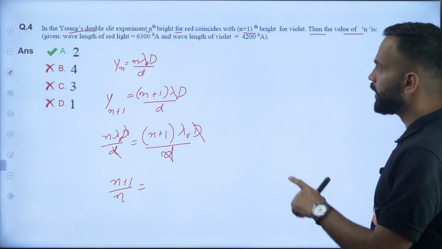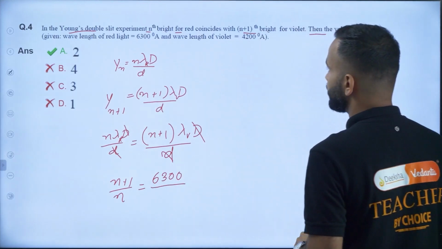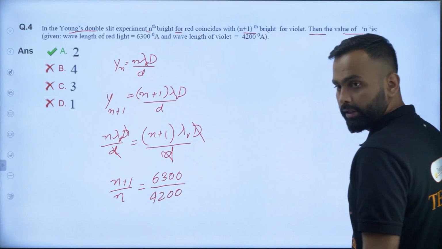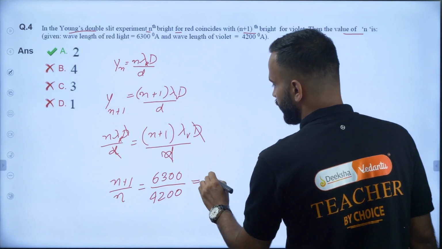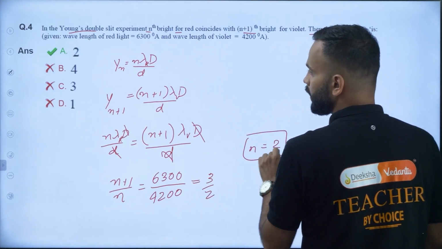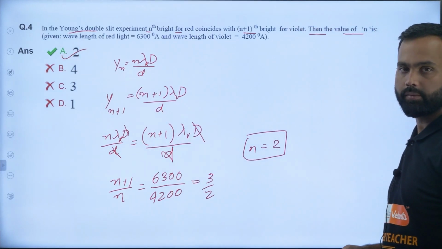What is the value of lambda R? 6300 angstrom, so angstrom will get cancelled, divided by 4200, right? So now this is equal to 3 by 2. Solve this, you will get the value of n as 2. The correct option is A.